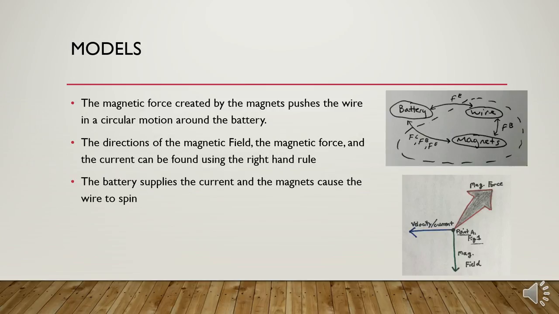In the lower right-hand corner, you can see our free body diagram. Our velocity and current, which is based on point A in figure 1 in the next slide, is going to the left, and this current is created by the battery. Then the magnetic field is pointing down, and this is created from the magnets that are connected to the battery. Since there's a magnetic field, there has to be a magnetic force, which we find based on the right-hand rule, and this magnetic force is coming out of the page at you.